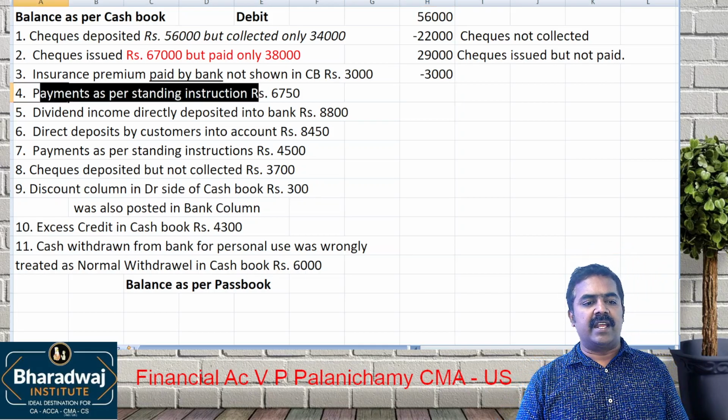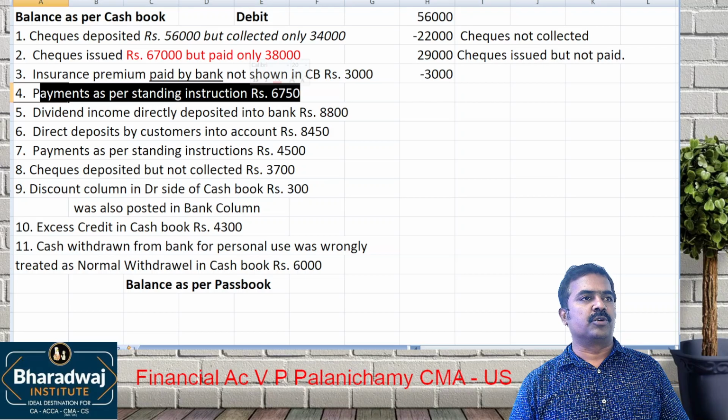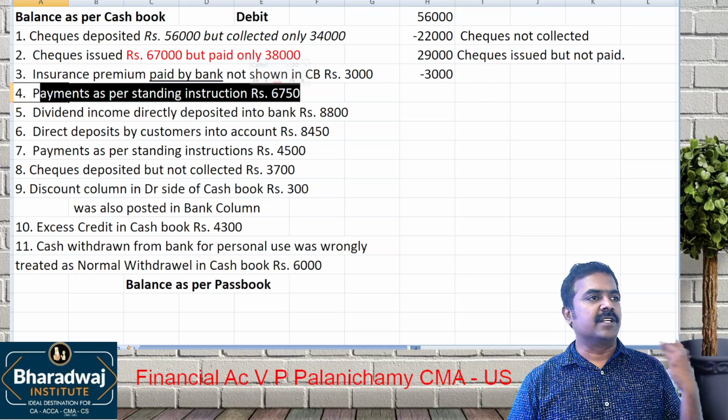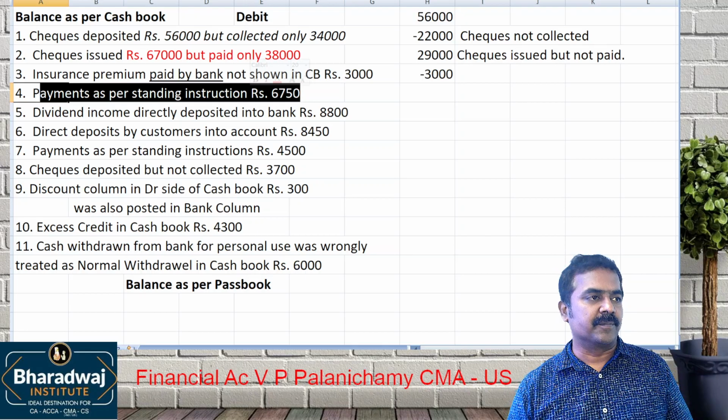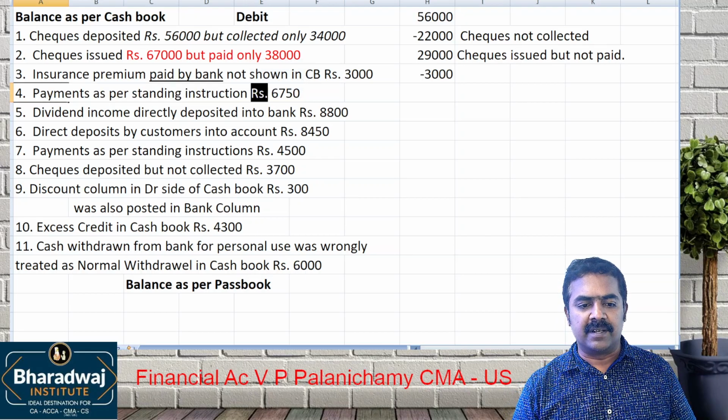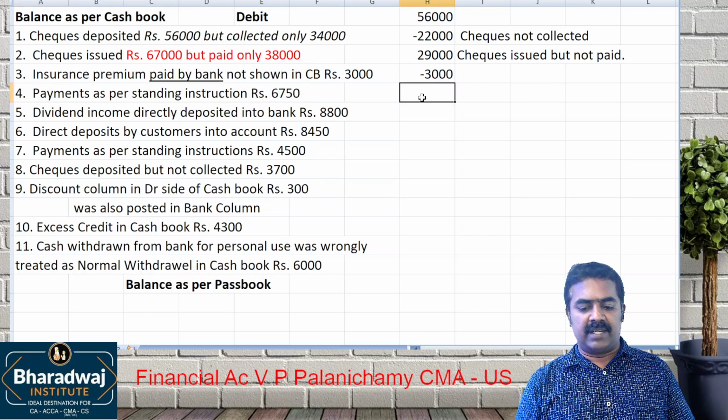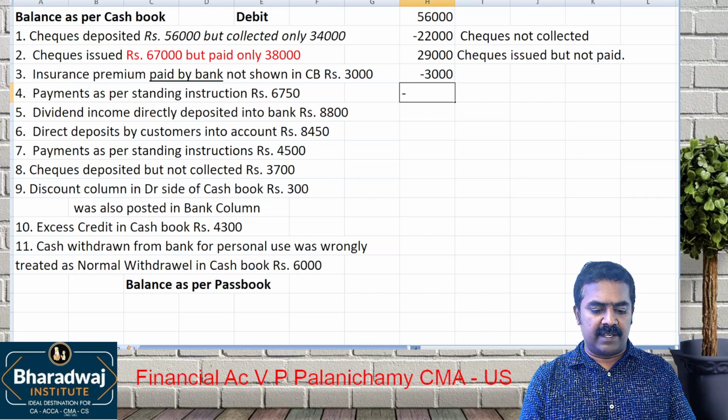Payment as per standing instruction. We have given the instruction, and they have made the payment accordingly. This would have been recorded in which one? Passbook only. We record it at the passbook level. They would have deducted 6750. Let us also deduct it.